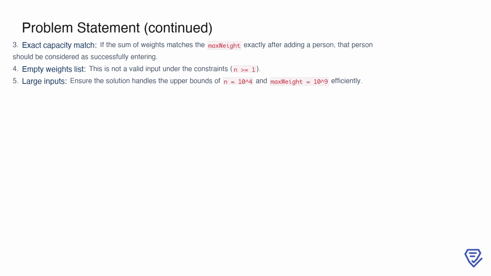Edge cases include scenarios where all individuals are too heavy to enter, where only one person fits exactly within the capacity, and cases where the total weight perfectly matches the elevator's capacity after adding a person. Finally, while an empty weights list is not valid under the constraints, the solution must be robust enough to handle the upper bounds of input size without any performance issues.